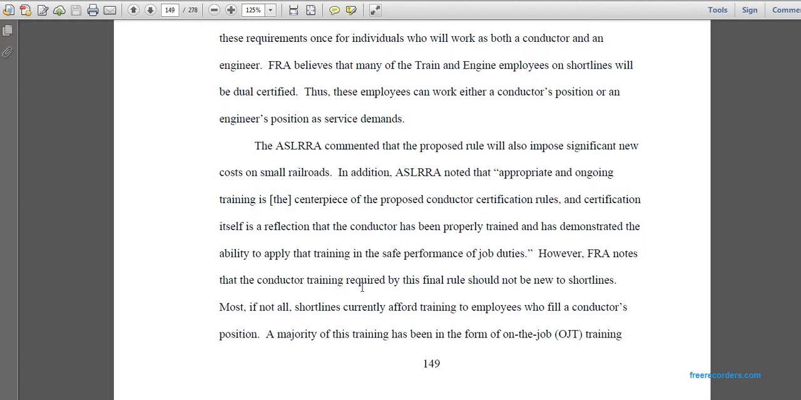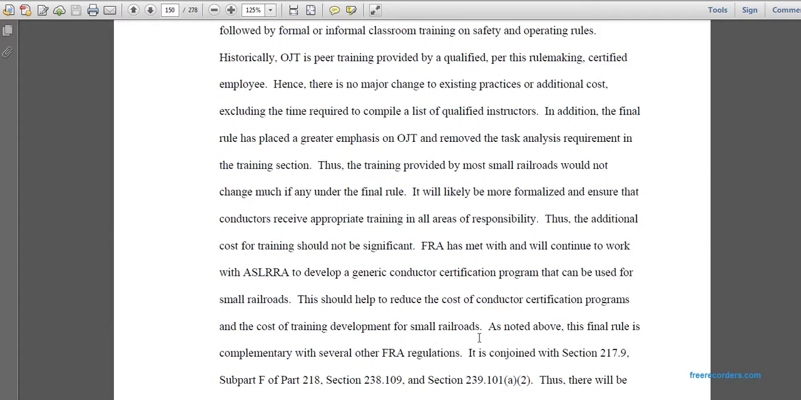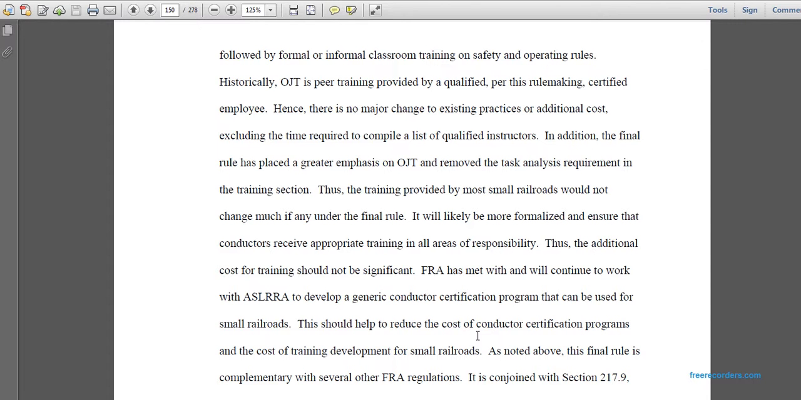However, the FRA notes that the conductor training required by the final rule should not be a burden to short lines, because in most cases the short lines currently train employees filling the conductor's position. The majority of the training has been in the form of on-the-job training, followed by informal classroom training on the safety and operating rules. Historically, the OJT, the peer training provided by qualified employees, would not change under this rulemaking.